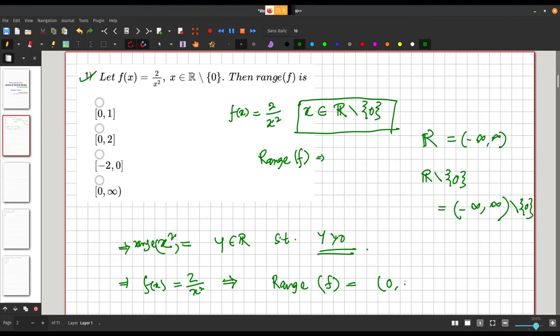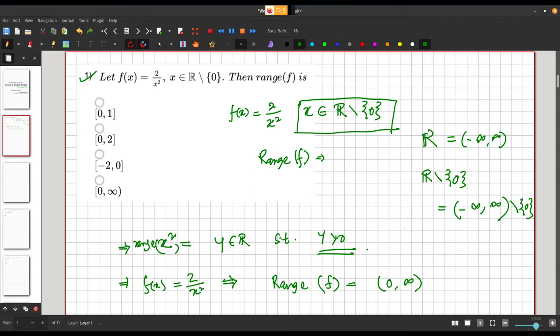zero to infinity. So you will see that in the fourth option given here, zero is included, but if you look at the problem carefully, you will see that zero will actually not be included because the set of real numbers doesn't contain infinity. So 2 over x square will never be equal to zero. It will be very close to zero, but it will never be equal.